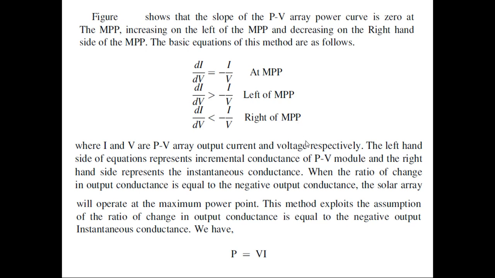So now we can introduce this di by dv. If di by dv is minus 1 upon v into I, that is I by v ultimately, it is our MPP part. If di by dv is greater than minus I by v, it is left of MPP; less than minus I by v, it is right side of MPP. Ultimately, our power is V into I.